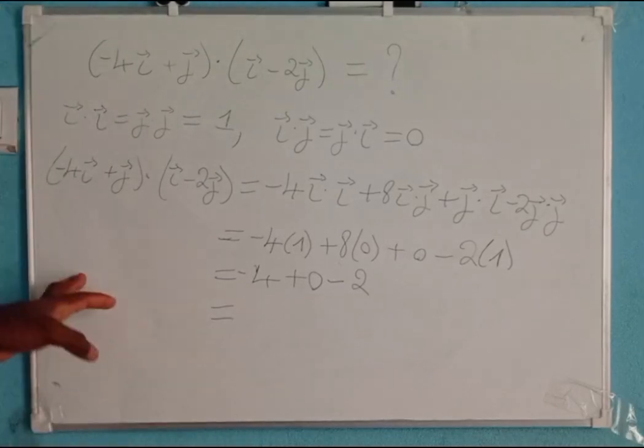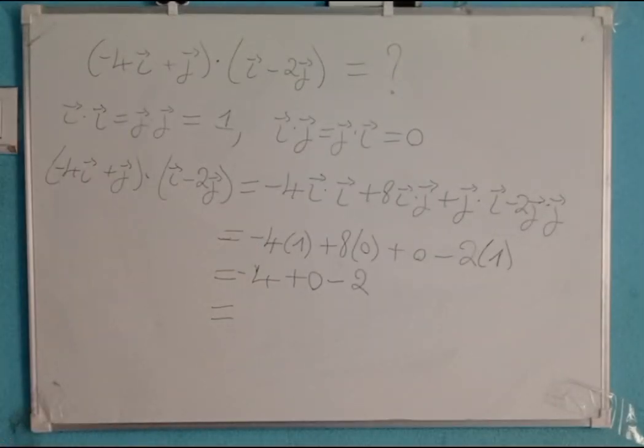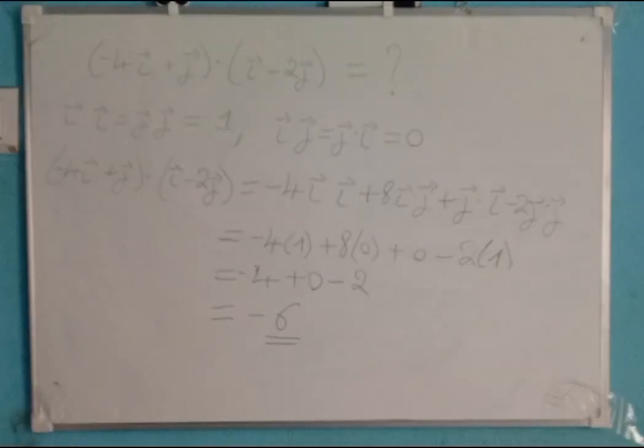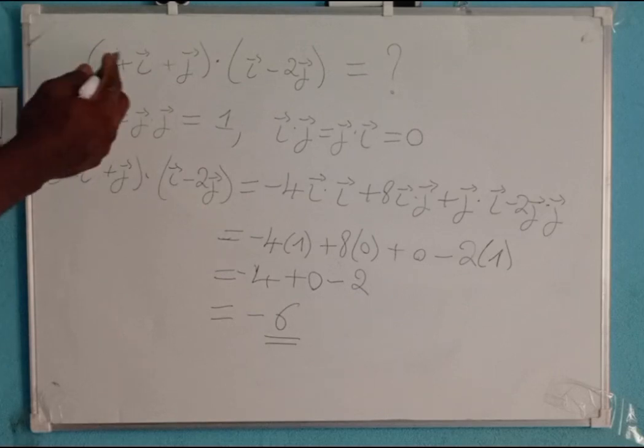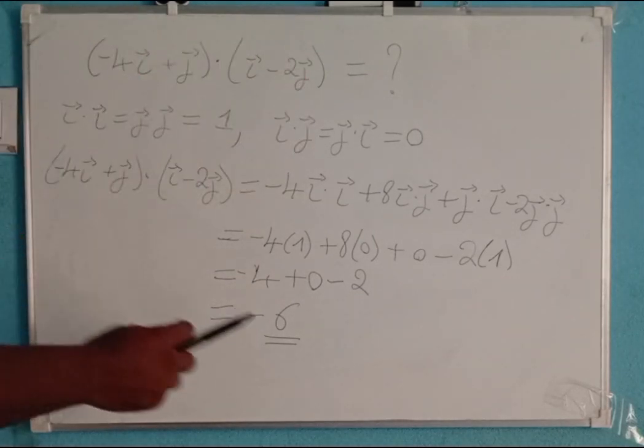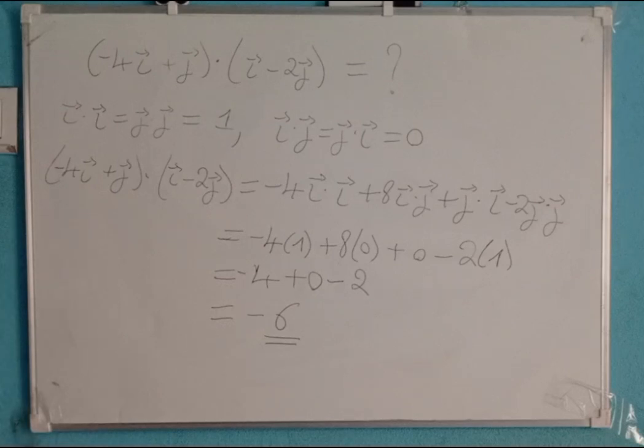This will simply be equal to negative 4 plus 0 remains negative 4. Negative 4 minus 2 gives us negative 6. Therefore, negative 4i plus j dot i minus 2j is equal to negative 6. This is how we take the dot product of two vectors.